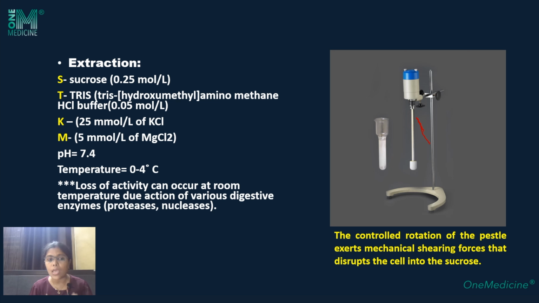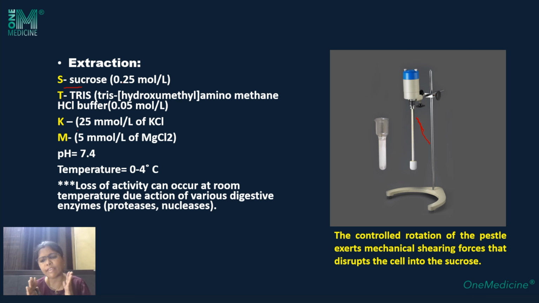That medium is known as STKM medium. This has been abbreviated from the first alphabets of the ingredients. S for sucrose with a concentration of 0.25 mole per liter, T for Tris, K for potassium, M for magnesium. So these are the important components of the solution in which we are going to extract the cell.